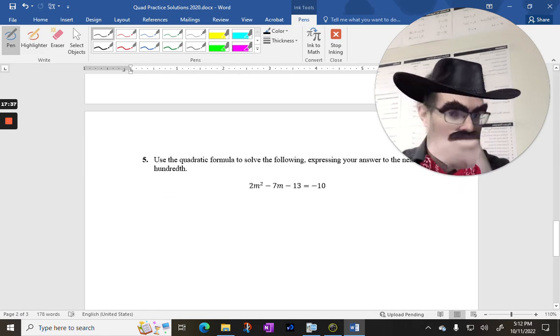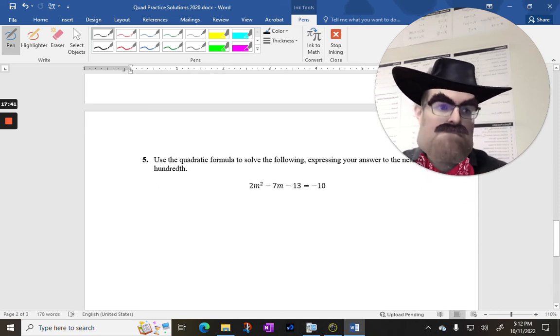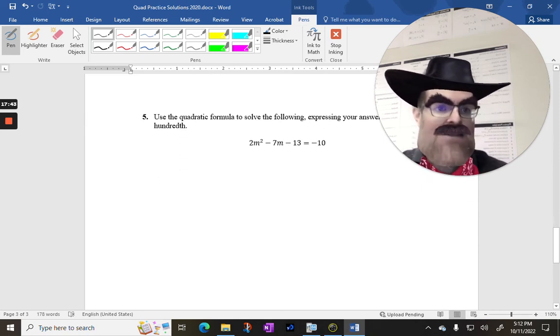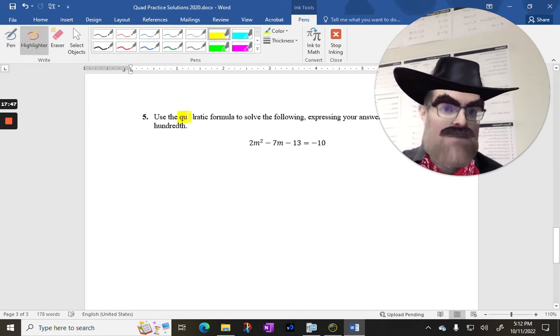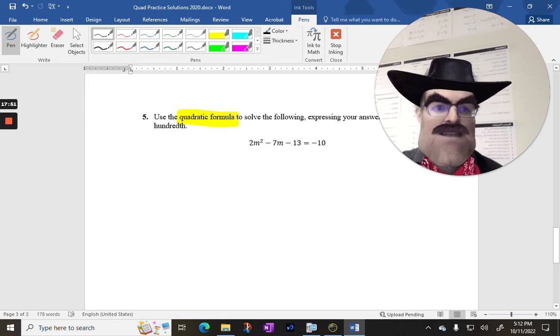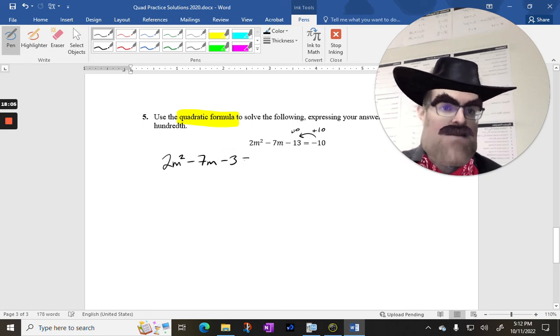This one here says use the quadratic formula to find the answer expressed to the nearest hundredth. All right, let's see what we have here. So I'm going to pull up my calculator eventually. But to use the quadratic formula, it's got to be equal to 0. Just like factoring, just like graphing, you want them to be equal to 0. So I'm going to take this negative 10 here. I'm going to add it over to both sides. All right? So negative 2m squared minus 7m minus 3 is equal to 0.